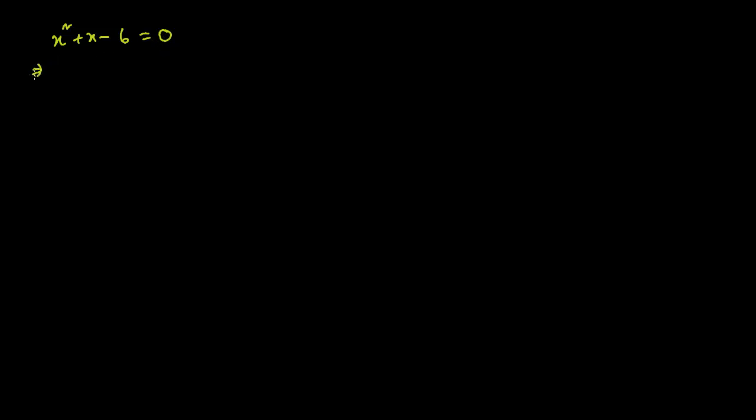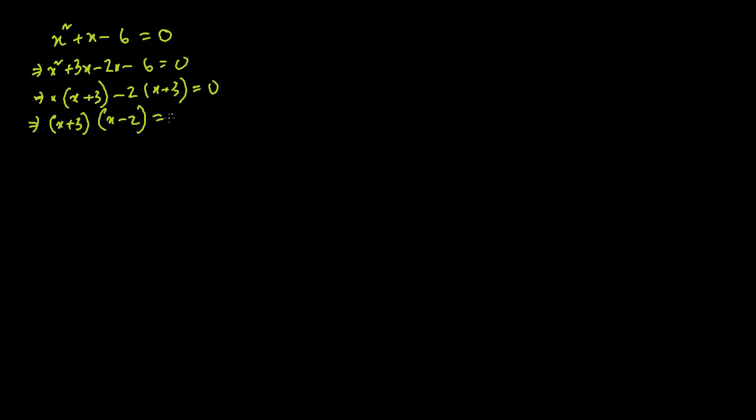So if we solve it, we can use the middle term break rule, which is x squared plus 3x minus 2x minus 6 equals 0. And we can take x common and it would be x(x plus 3) minus 2(x plus 3) equal to 0, and the factors would be (x plus 3)(x minus 2) equal to 0, and we would have two roots. One would be x equals minus 3, and the other one would be x equals 2. So we know what the exact roots are.